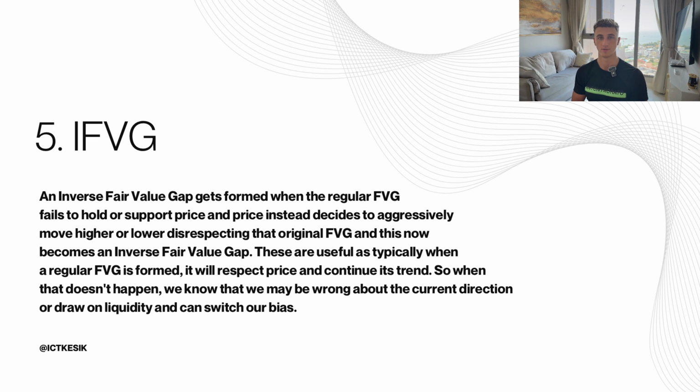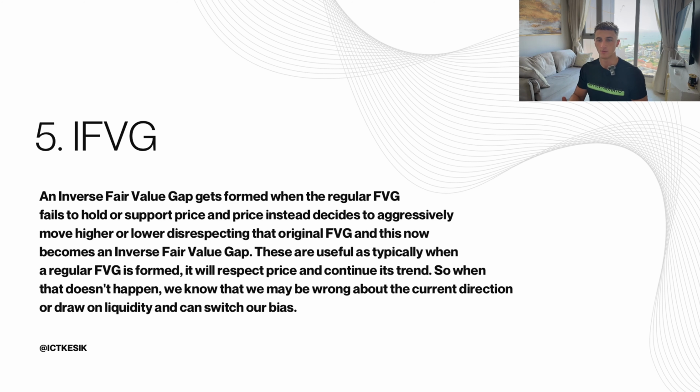Now, same for the bullish scenario, okay? You have a bearish fair value gap, price aggressively moves higher through that fair value gap, displacing and creating an inverse FVG, okay? So these are useful as typically when a regular FVG is formed, it will respect price and continue its trend, okay? So when that doesn't happen, we know that we may be wrong about the current direction or drawing liquidity, and we can switch our bias instantly, okay?